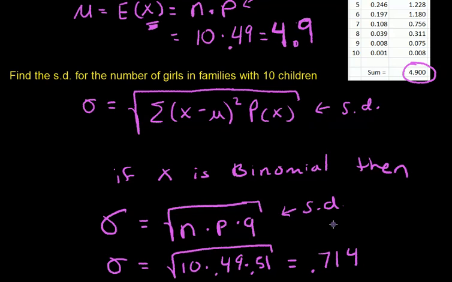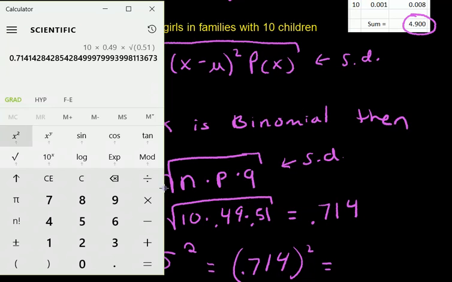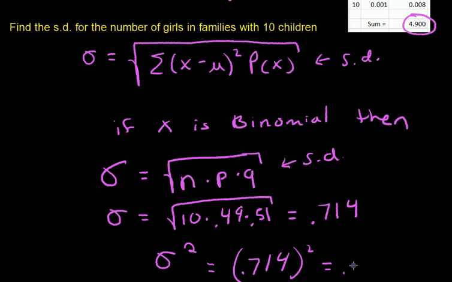One more thing I want to mention: if you're asked to find the variance, you just take whatever standard deviation you found and square it. Remember, variance is always the square of the standard deviation. If I take this number and square it, I get 0.51. So the variance is 0.51 for this distribution.